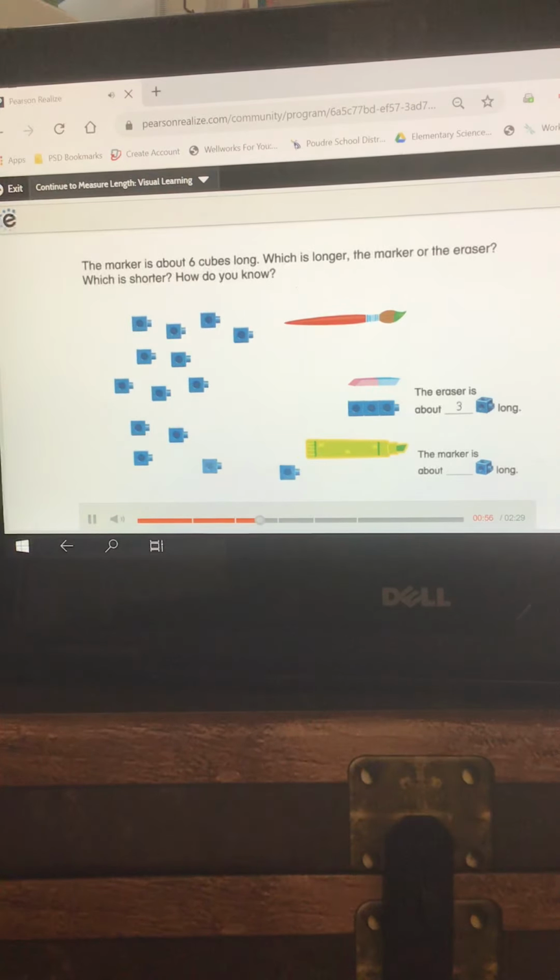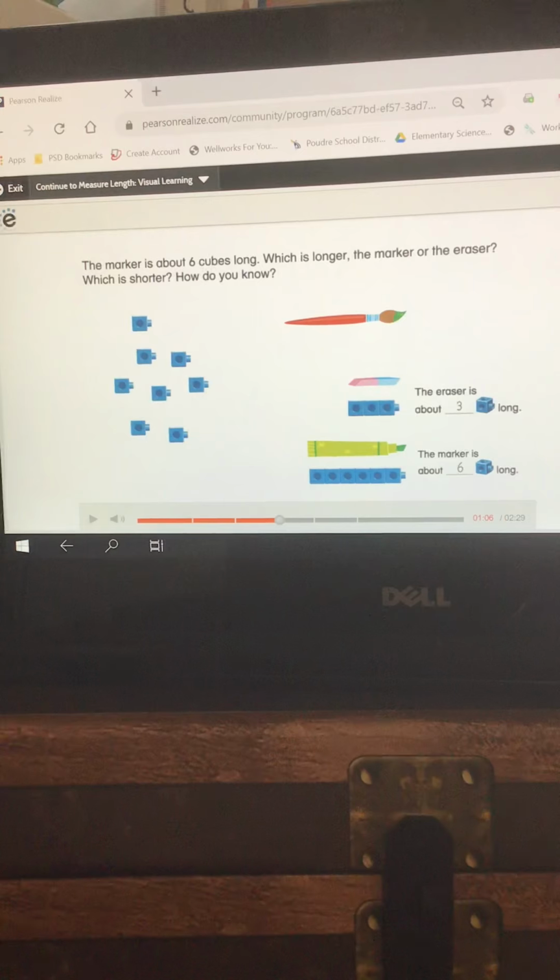The eraser is about 3 cubes long. About how many cubes long is the marker? Oh, we already did that. The marker is about 6 cubes long. Which is longer, the marker or the eraser? Which is shorter? How do you know?